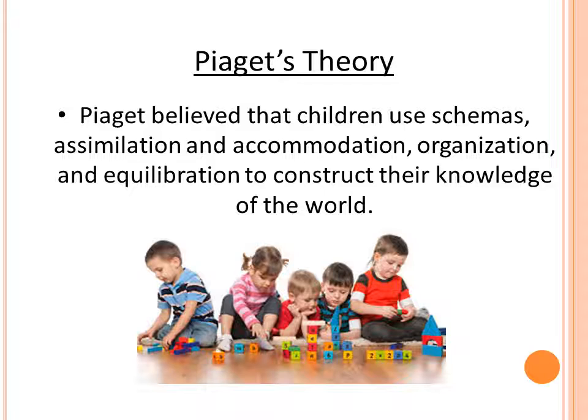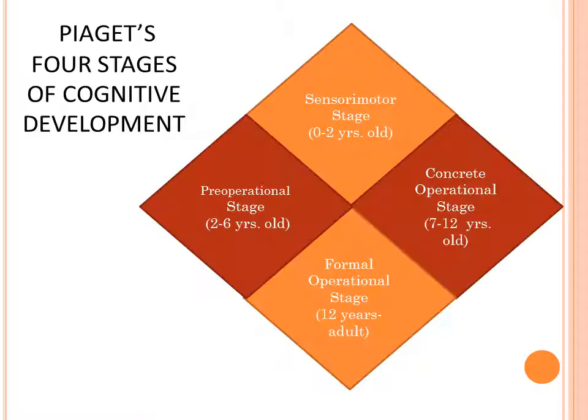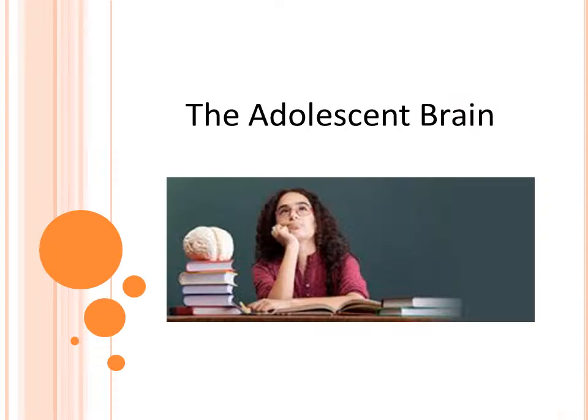Piaget's theory applies to this as he believed that children use schemas, assimilations and accommodations, organizations, and equilibration to construct their knowledge of the world. Piaget's 4 stages of cognitive development are sensorimotor stage, pre-operational stage, concrete operational stage, and formal operational stage.